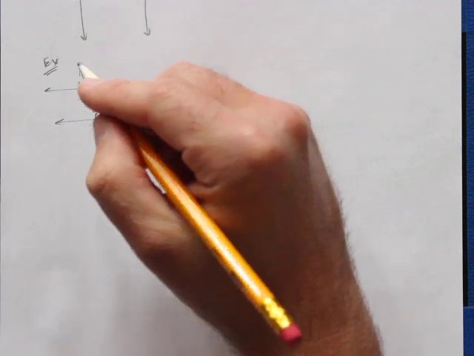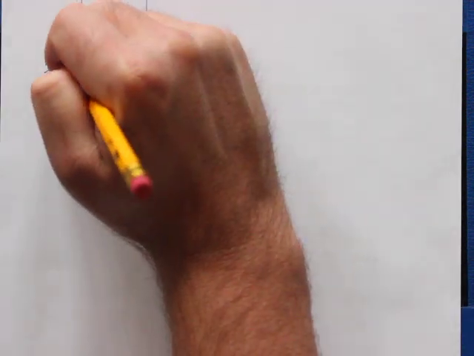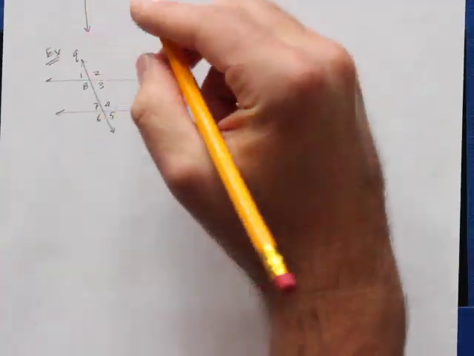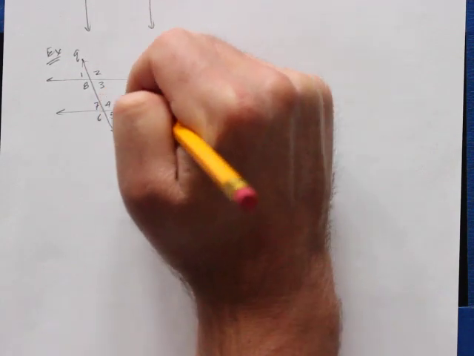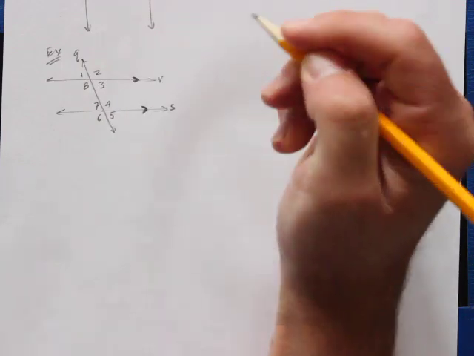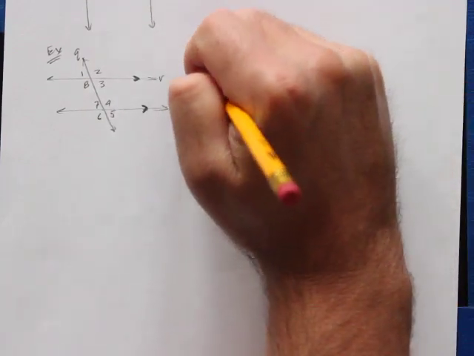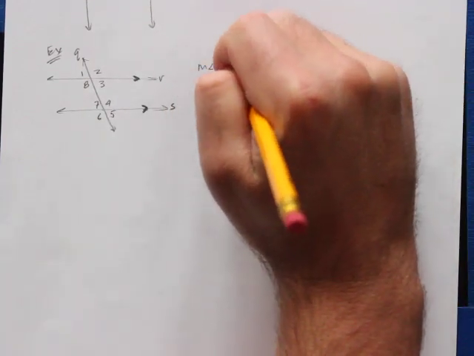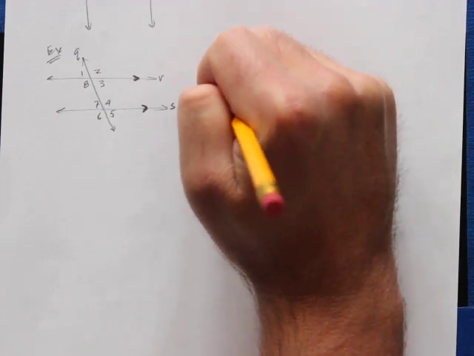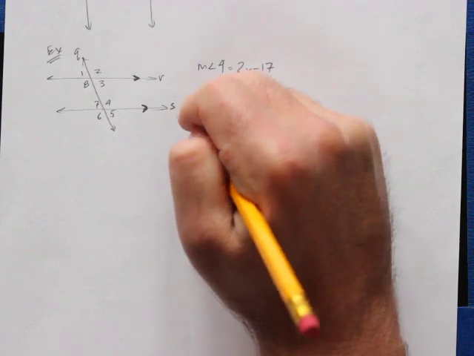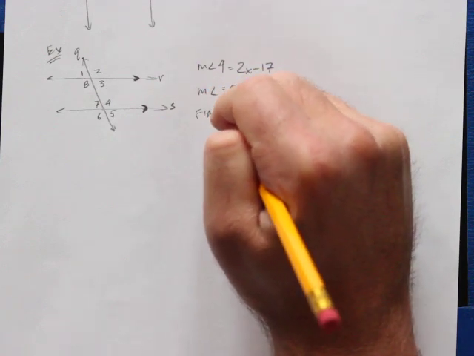So the transversal here is line Q. This line is R, this one is S, and R and S are parallel to one another. Measure of angle 4 is 2x minus 17. Measure of angle 1 is 85. Find x.